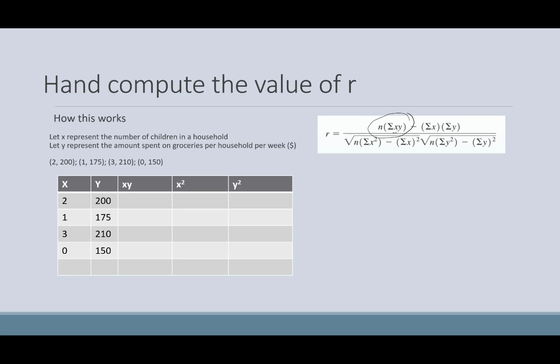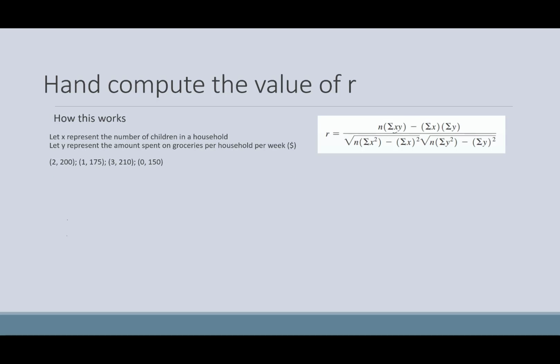And same thing with my x squared column and my y squared column. Those show up in my formula. So I'm going to do these computations off to the side first, and then we'll transfer them into our formula.